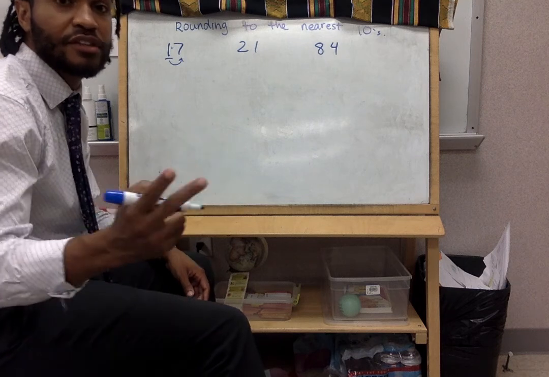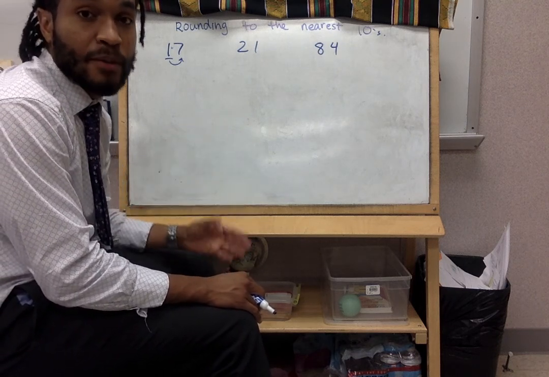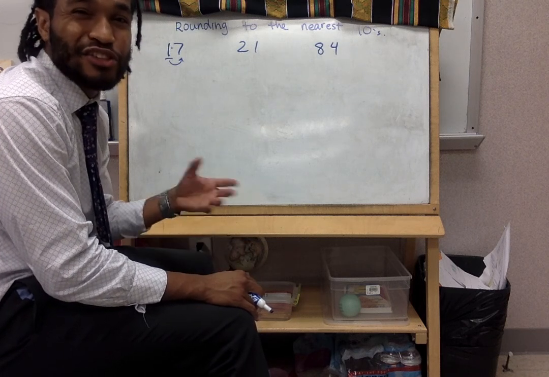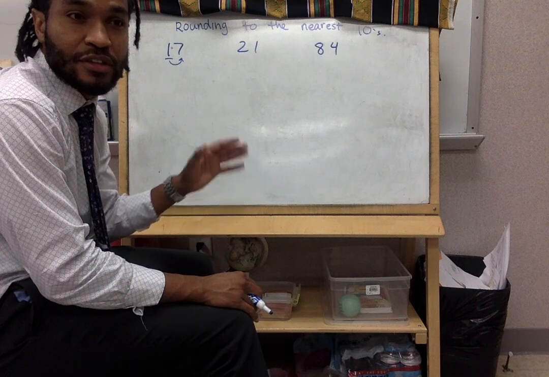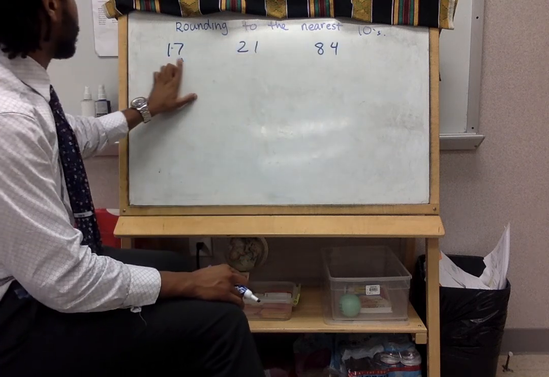I'm going to use two things. Number one is a number bond. Number two is a vertical number line. Both of these will help students round and actually show why that number rounds either up or down. So we're going to round to the nearest tens.